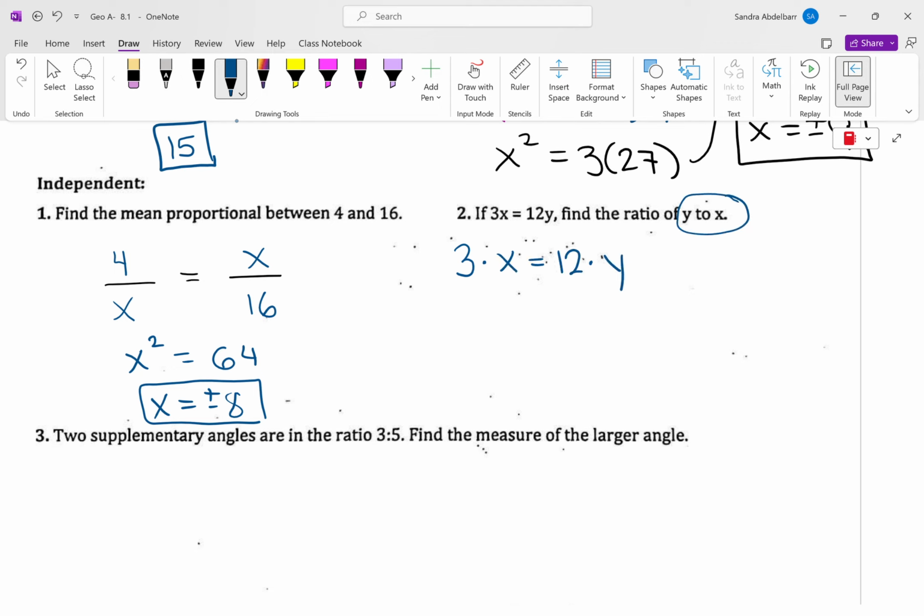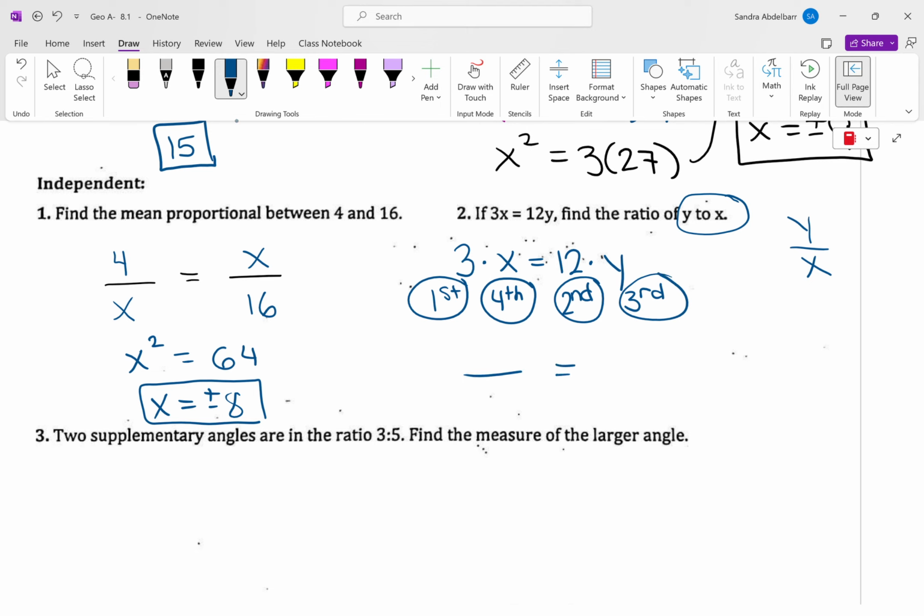All right, number 2, we have 3 times x is equal to 12 times y. And this time I'm asking for the ratio of y to x. That means I want y in the numerator. So if you remember, your first term is paired with your fourth, and your second term is paired with your third. So when you go back to put this into a proportion, it's your first, which is 3, over your second, which is 12, is equal to your third, which is y, over your fourth, which is x.